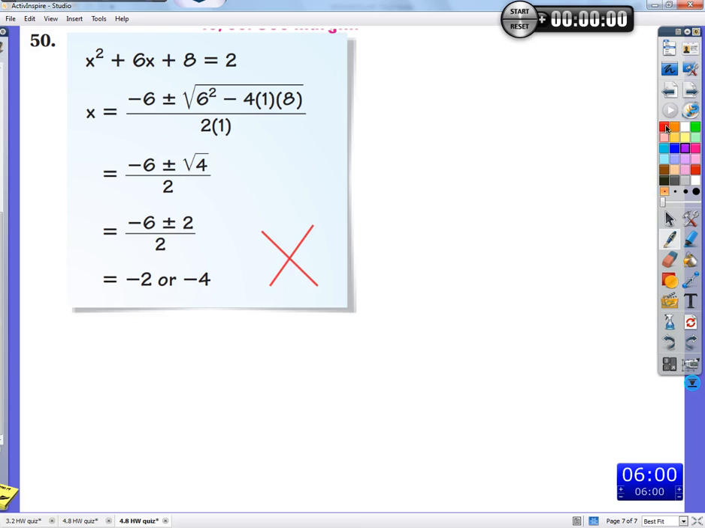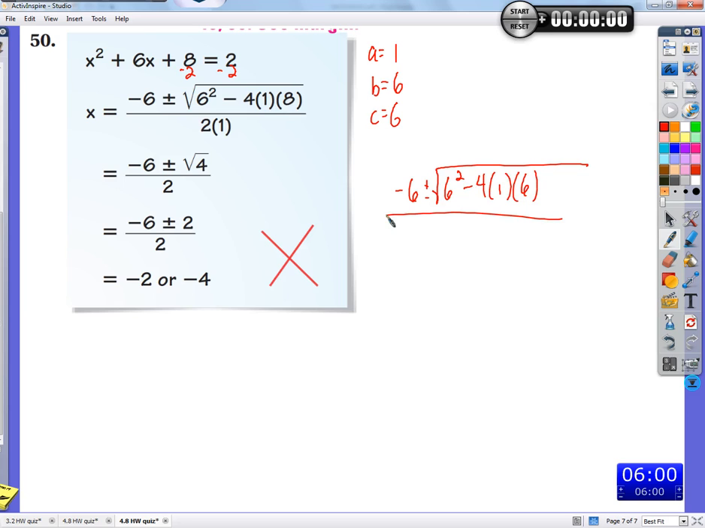Let's take where our work differs from their work. What's A? One. And B is? Six. And C is? Careful. We should subtract two before we even start and get six. What about that's their mistake? Negative B, that's negative 6, plus or minus the square root of B squared minus 4 times A, which is 1, times C, which is 6, over 2 times A. Oh, yeah, there it is. There C is 8 when it should be 6.